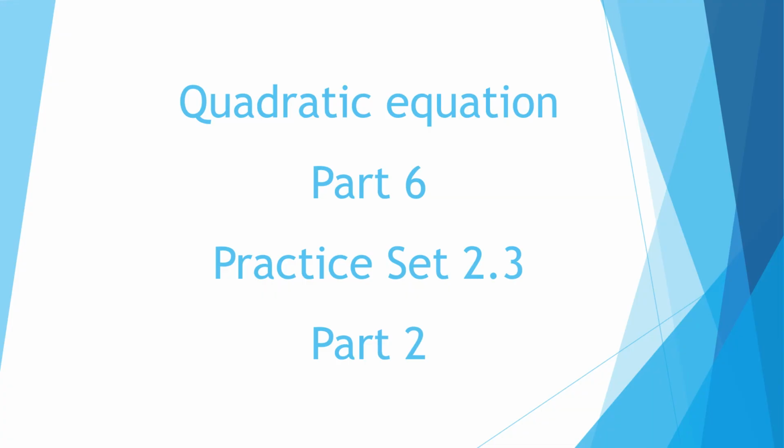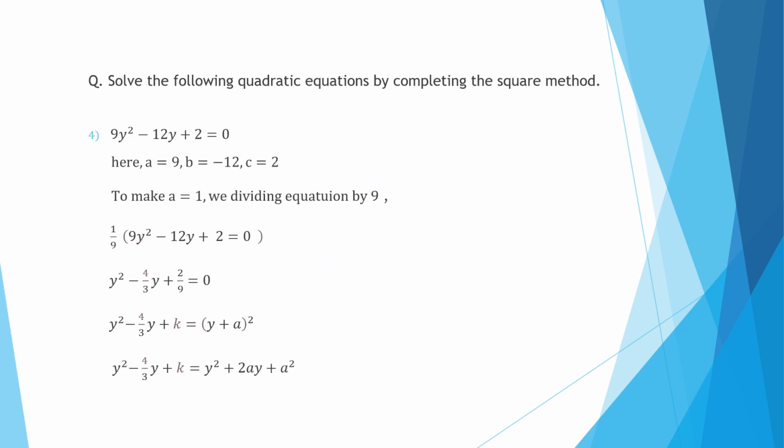Quadratic equation part 6, practice set 2.3 part 2. The question is: solve the following quadratic equations by the completing the square method. Question 4, the equation is 9y square minus 12y plus 2 is equal to 0.